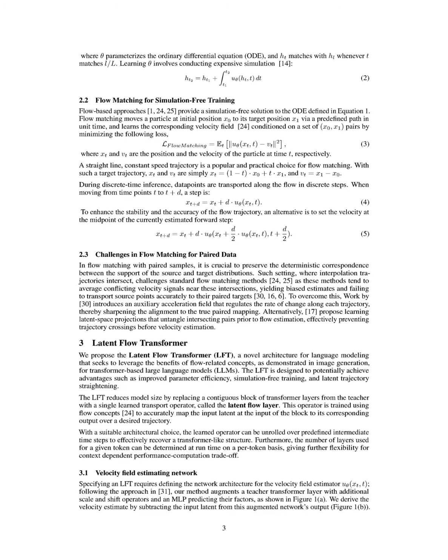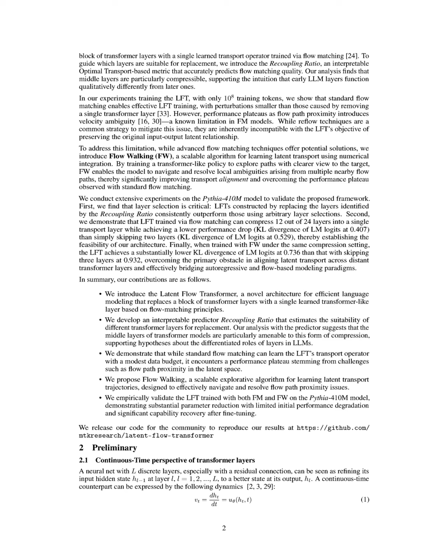By learning non-crossing trajectories, FW effectively separates the paths around intersecting points, ensuring that the latent states are accurately transported without averaging conflicting velocity signals. This method allows the LFT to maintain a clear mapping between input and output latents, significantly improving the alignment and performance of the model compared to standard flow matching, which struggles with closely clustered trajectories. Thus, FW enhances the learning of the latent transport operator, enabling the LFT to achieve better performance with fewer layers while preserving the integrity of the original input-output relationships.